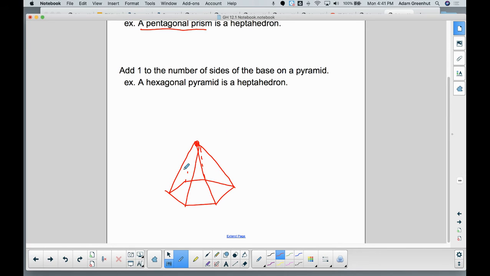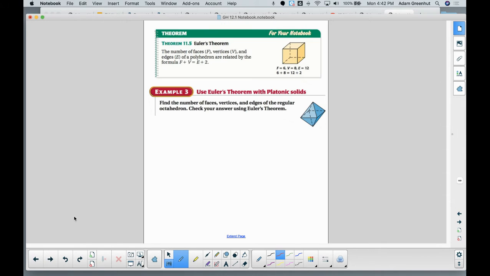So there are 6 triangles or 6 lateral faces, but there's only one base, which now makes this a 7-sided polyhedron, which is also a heptahedron. I only added 1 to the number of lateral faces because there is only one base in a pyramid. So the key thing is 2 with prisms and 1 with pyramids.